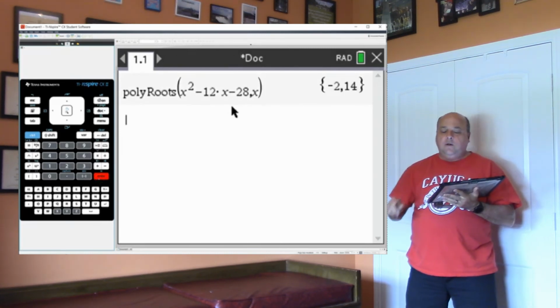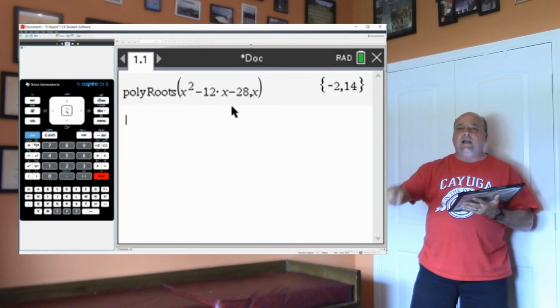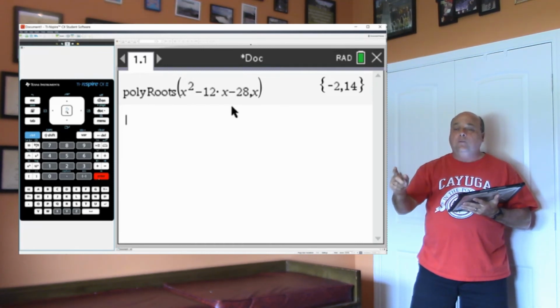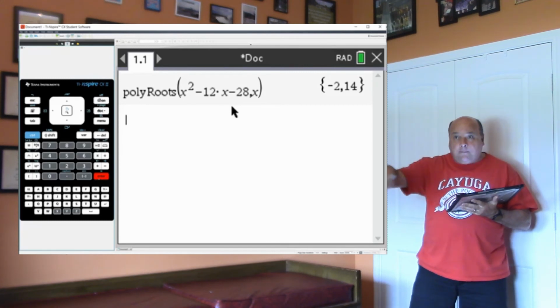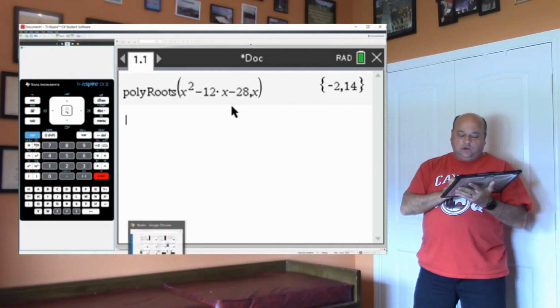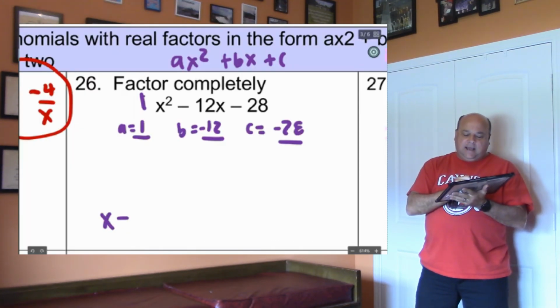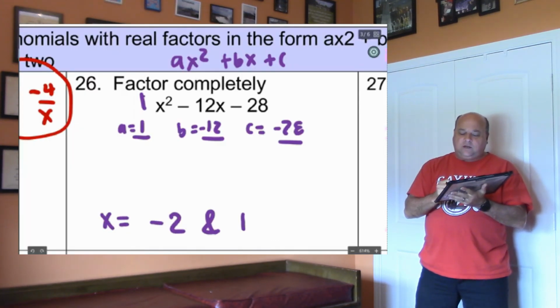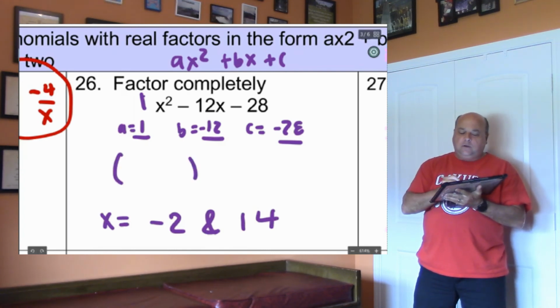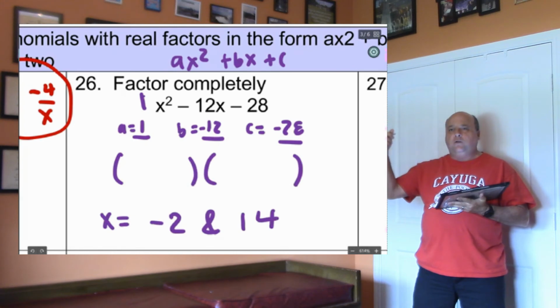So if you hit enter, notice negative 2 and 14. Those are the zeros. They're not the factors. So the polynomial, the quadratic, the parabola will cross the x-axis at negative 2 and 14. So go back to your paper and put x equals negative 2 and 14. Those are not the factors. Those are the zeros. So to get your factors, we're going to do the opposites.